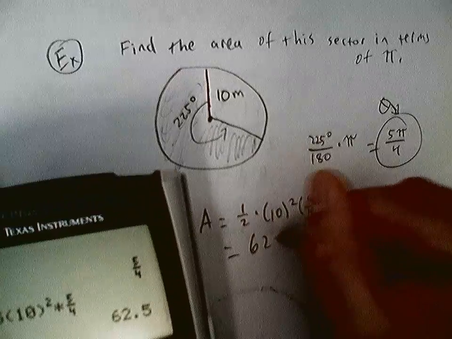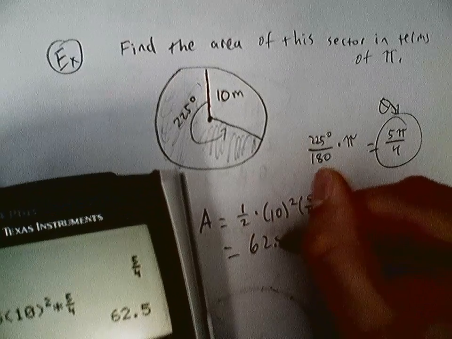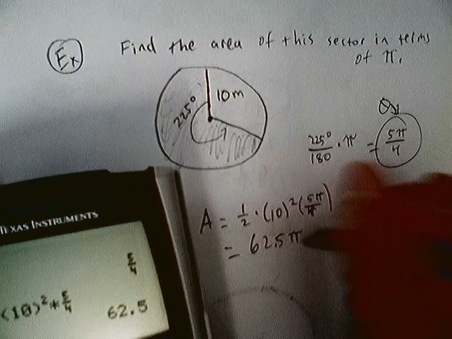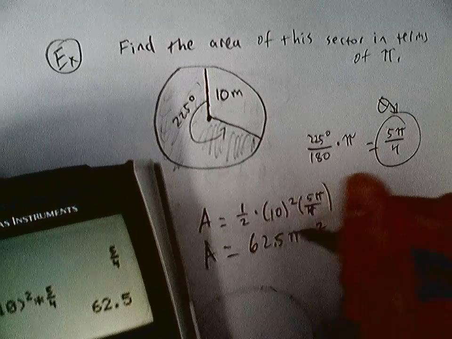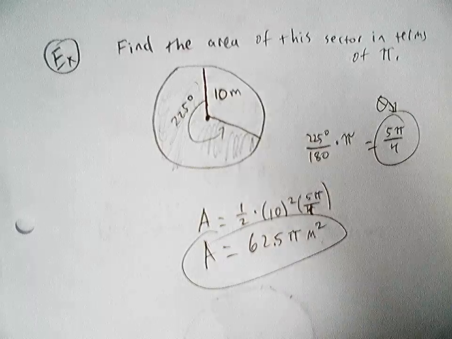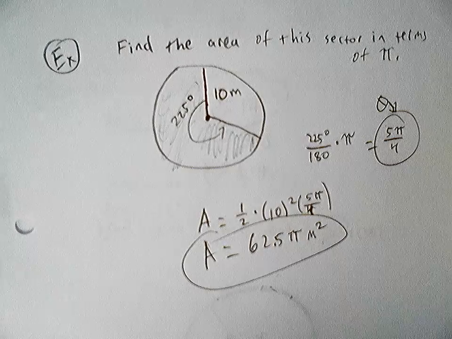So my final answer here is going to be 62.5 pi meters squared. We are dealing with area, so our units do have to be squared.